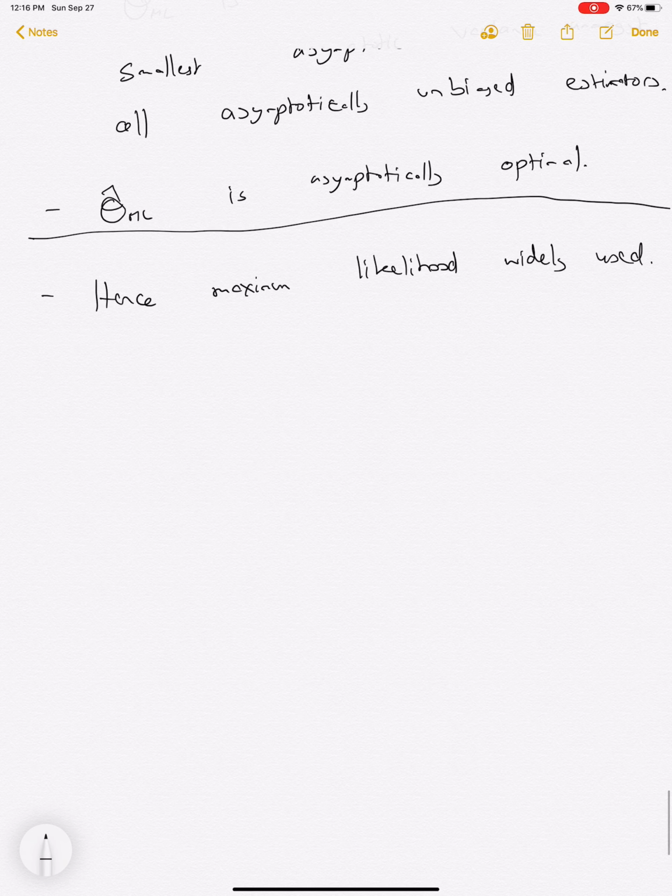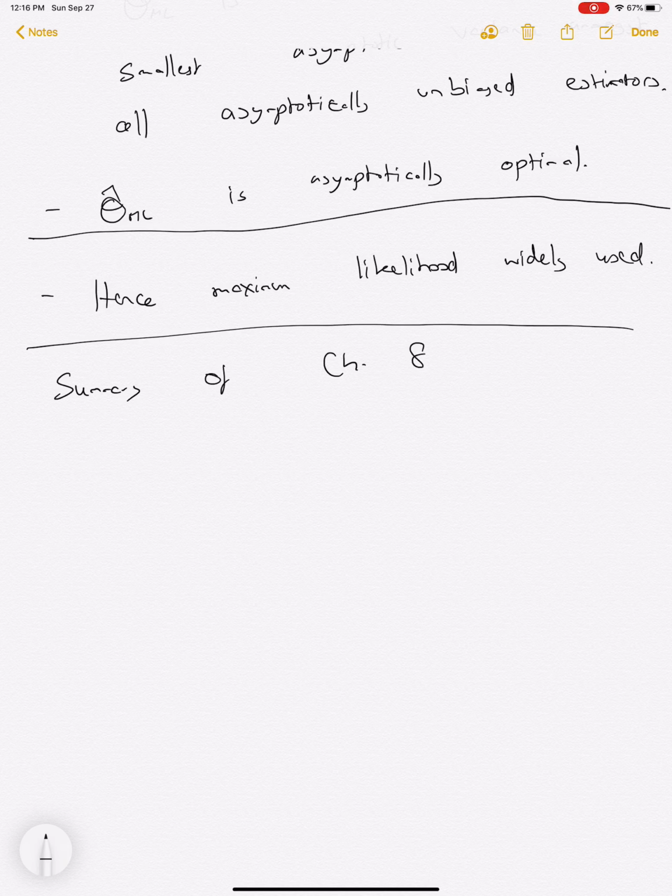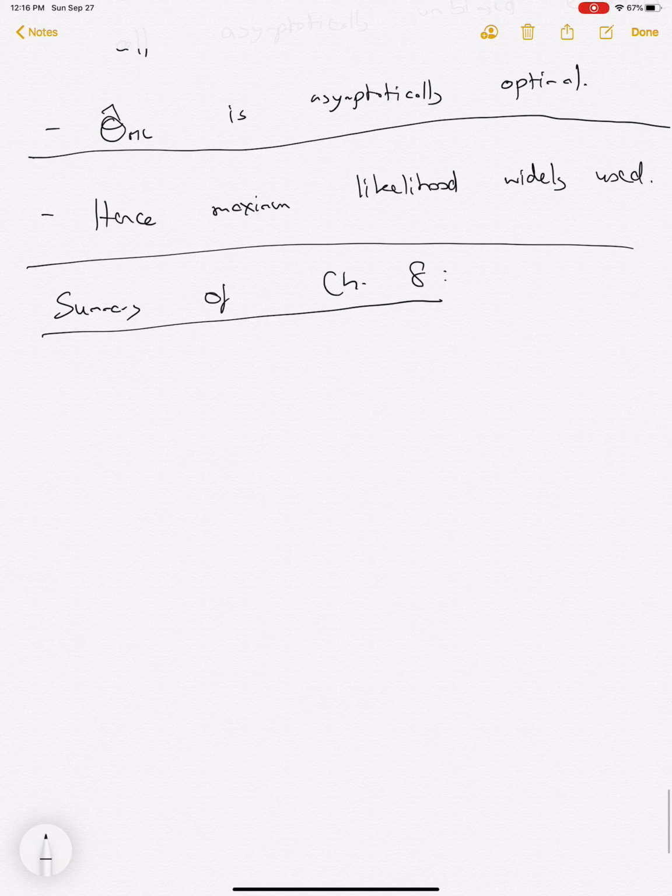Okay, so that's pretty much all we're going to cover from chapter 8. We're going to finish with a quick summary of everything we've covered in chapter 8, because there was a lot to take in, and I want to go over it again and put it back in the context of our framework.